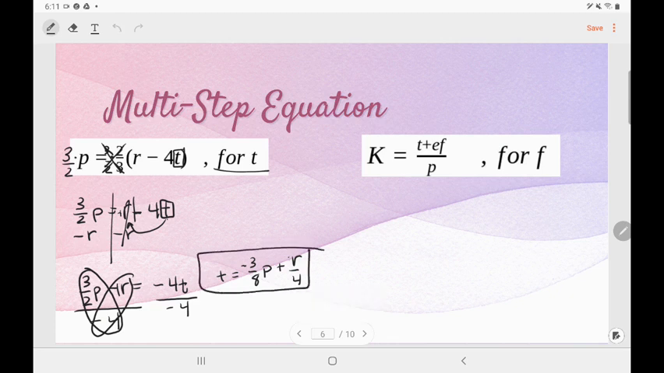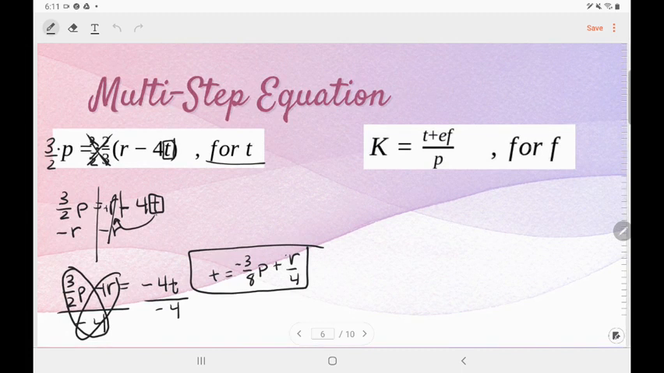All right, last problem. I'm going to solve for f. Now, in order to solve for f, I'm going to have to get rid of t, e, and p. Now, remember, f is being trapped in these parentheses up top with the t and the e, and everything up there is being divided by p. So in order to isolate, I'm going to get rid of the p first, because it is the furthest away. Because it's being divided, I'm going to multiply.